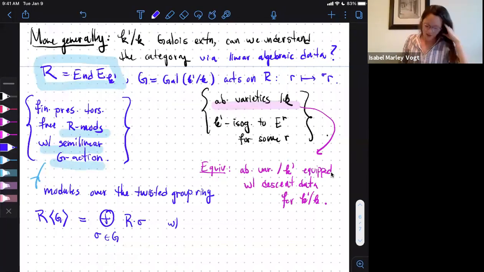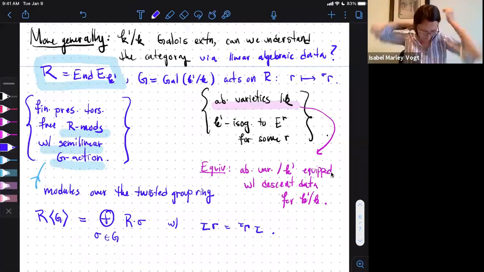And then here I've written it suggestively with sigma on the right. So if I have an element of G on the left, I have to know how to commute it across the element of R. So that relation is tau times R is, well, I have to act on R as I move it across to the other side. So that's what this twisted group ring is. And so I can rephrase this as R angle bracket G modules.